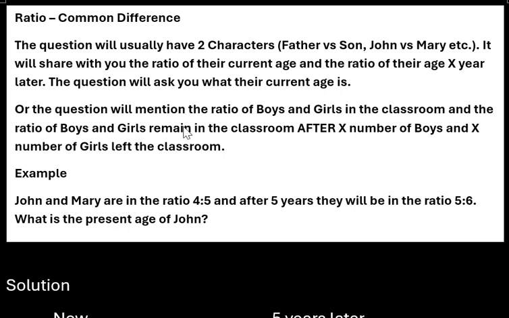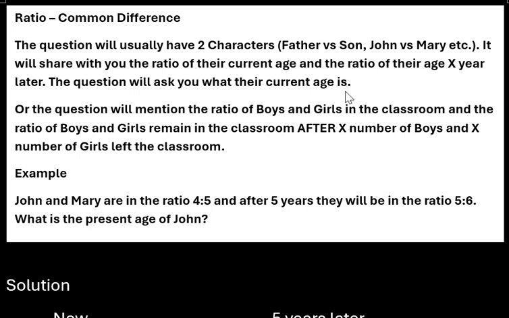Hi, this is another type of ratio question that will usually appear. For this type of question, we call it the common difference. In the question, they will usually have two characters, either father and son, John and Mary, etc. The question will share with you the ratio of their current age and the ratio of their age X years later. And the question will usually ask you what is their current age.